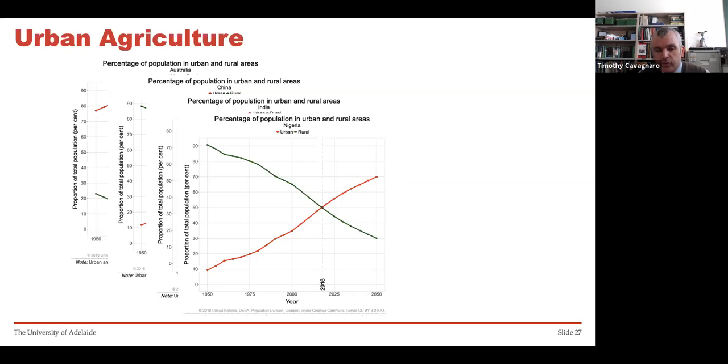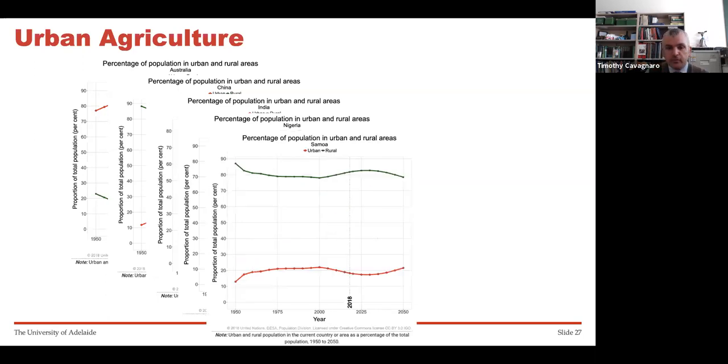I thought for balance, it would be really important to find a map where the reverse was the case. And it took me some time, but Samoa has a largely rural population. Okay, so there are parts of the world, and a lot of the Pacific Islands fit this pattern, where the majority of their population are rural, and they will probably remain rural for the coming decades. The point I'm trying to make here is most of the people of the world live in the city, and that's going to increase as we move towards 2050.